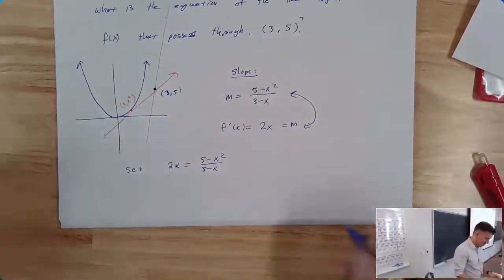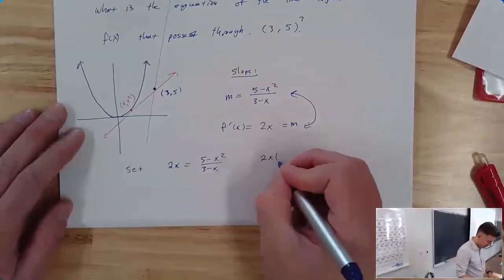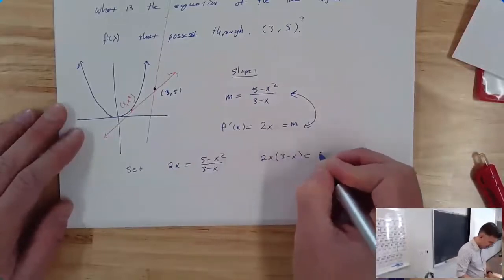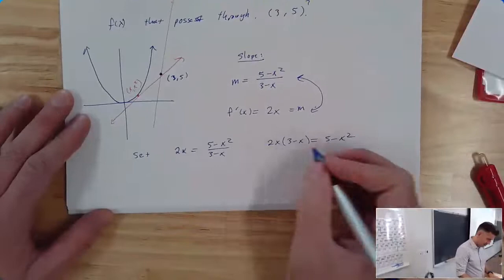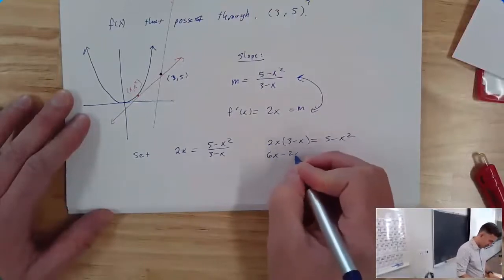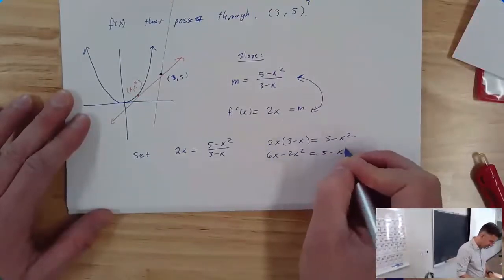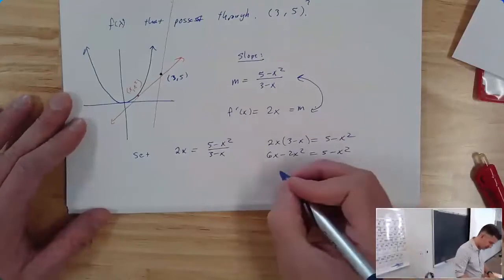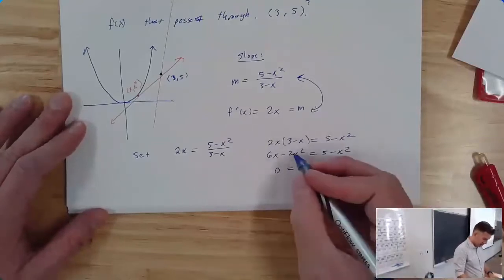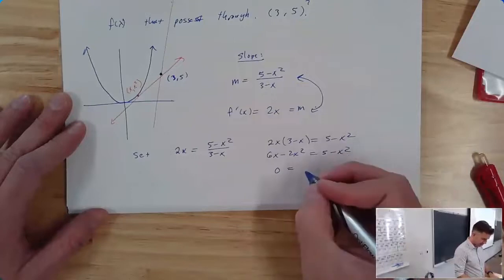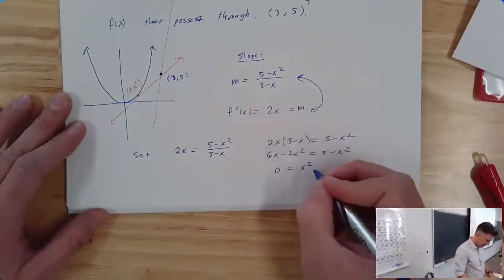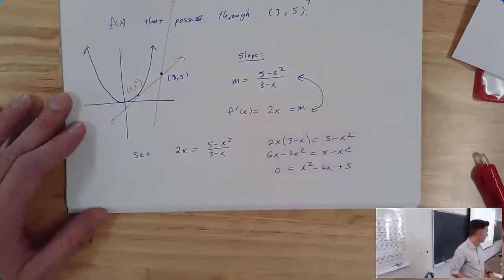Multiply both sides by the denominator. We're going to get 2x times 3 minus x equal to 5 minus x squared. Distribute, we get 6x minus 2x squared equal to 5 minus x squared. Bring everything to the right, so I'm adding 2x squared. So 2x squared minus x squared is x squared minus 6x plus 5.